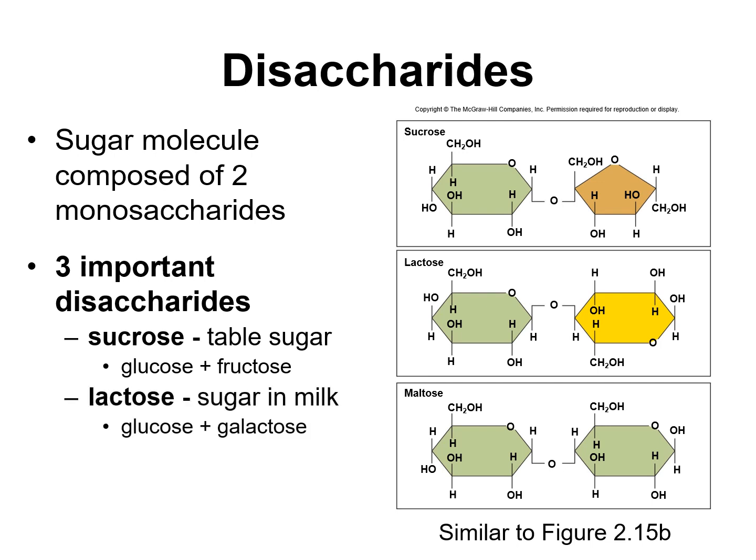Lactose, as I mentioned earlier, is the sugar that is found in milk. It consists of a glucose molecule and a galactose molecule joined chemically. And lastly, maltose is found in grain products, and it consists of two glucose molecules.